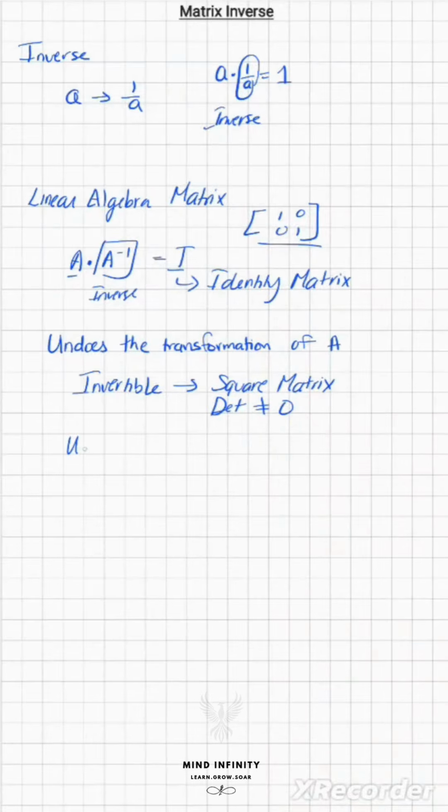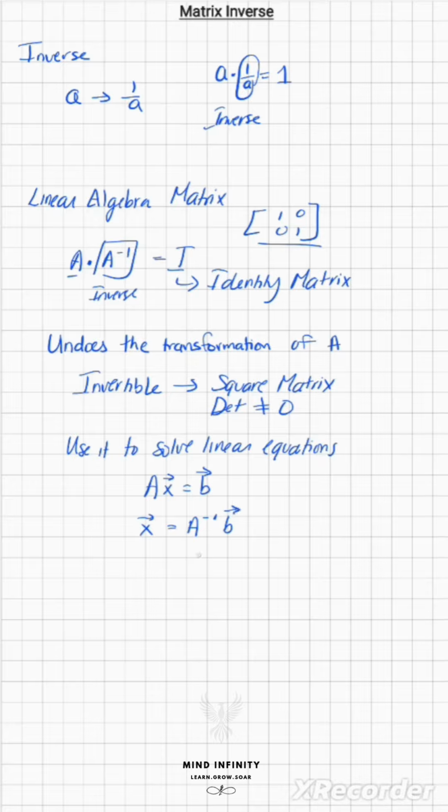You can also use it to solve linear equations. So let's say you have matrix A times the vector x is equal to vector b. So x vector will be equal to the inverse matrix of A times vector b. So basically this is what you're trying to find. What are you looking for? This is your matrix A, and this is your answers.